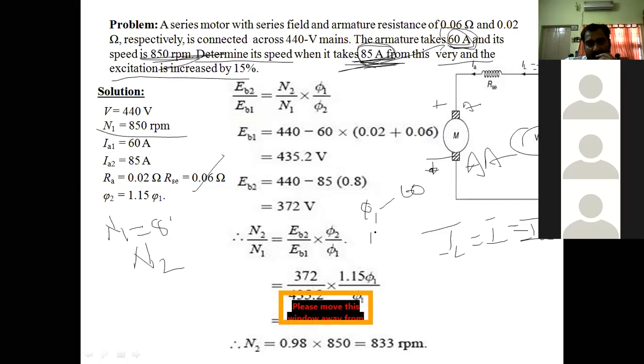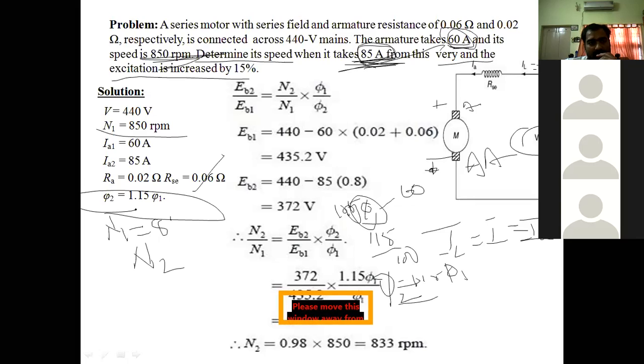If you consider 100%, the excitation is increased by 15%, that is 115 by 100, so we get 1.15. Before the excitation increase, we considered phi 1, so this is nothing but your flux phi 2. This is the relation I have written here in the given data. So please check the given data: V, N1, IA1, IA2, RA, and RSE. This is the series system.